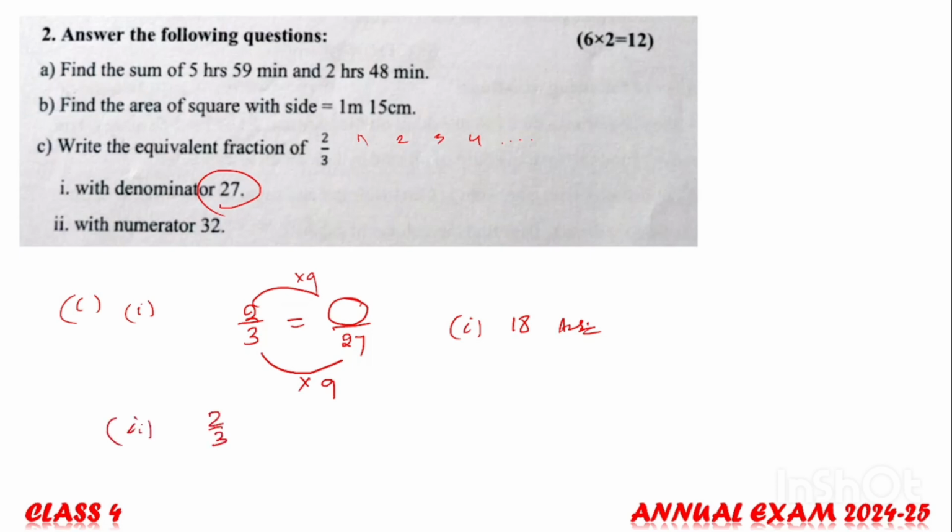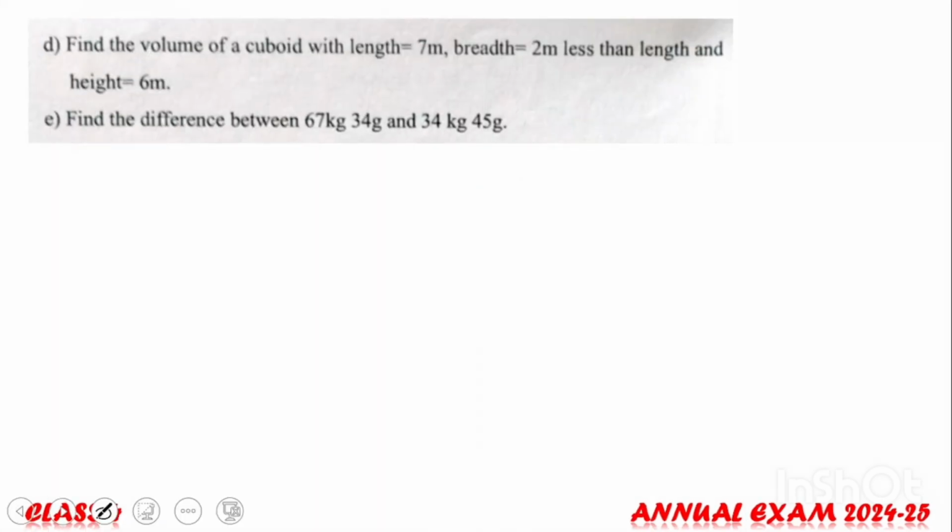Similarly, write down 2i. 2 by 3 is equal to numerator 32 divided by box. Now find the box. 2 into 16, that is 32. So 3 into 16 equal to how much? Now 48. So answer is 48. Next question.